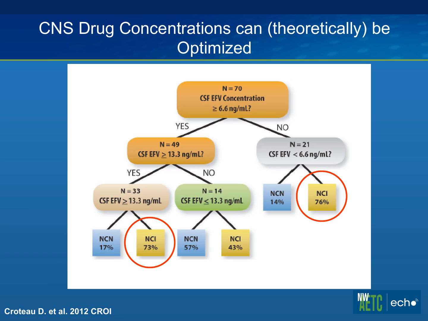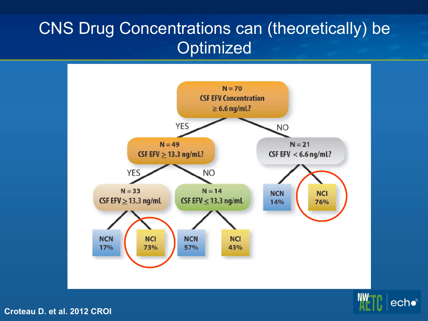Yes, this is from Charter. This is a classification and regression tree analysis of 70 observations in CSF looking at efavirenz concentrations. This is just an example. The first cutoff that they came up with is the concentration of efavirenz in CSF at or above 6.6. When it wasn't, 3/4 of the individuals were neurocognitively impaired.